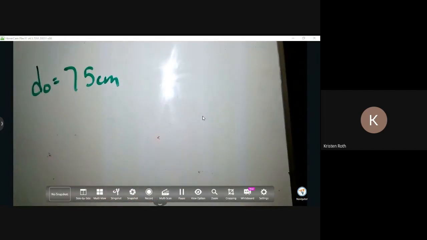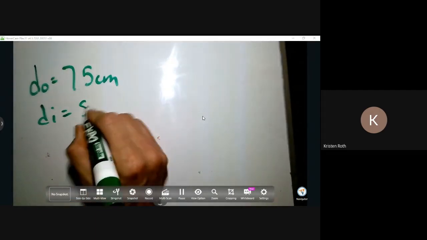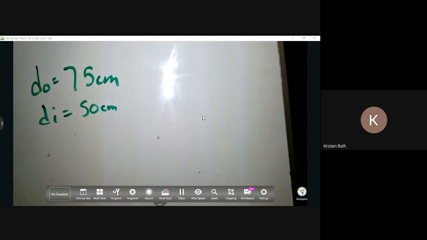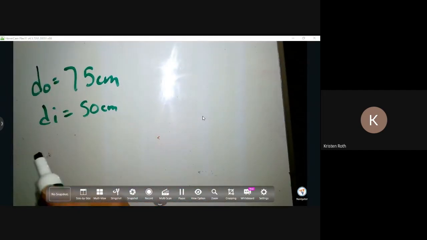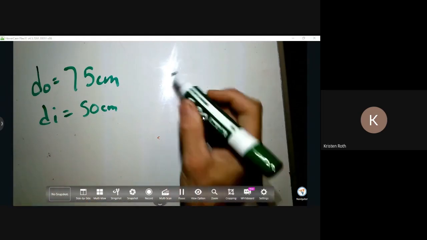Next one we did is an object is placed 75 centimeters from a concave mirror. A real image is produced 50 centimeters away. What is the magnification? All right, so our object is placed 75 centimeters. So our do is 75 centimeters, okay? Our di is 50 centimeters, okay? And it does talk about a real image, right? So we know that it's going to be inverted, which doesn't affect the distance of the object or the distance of the image, because those are both on the positive side, the distances, so we leave them as positive, okay?